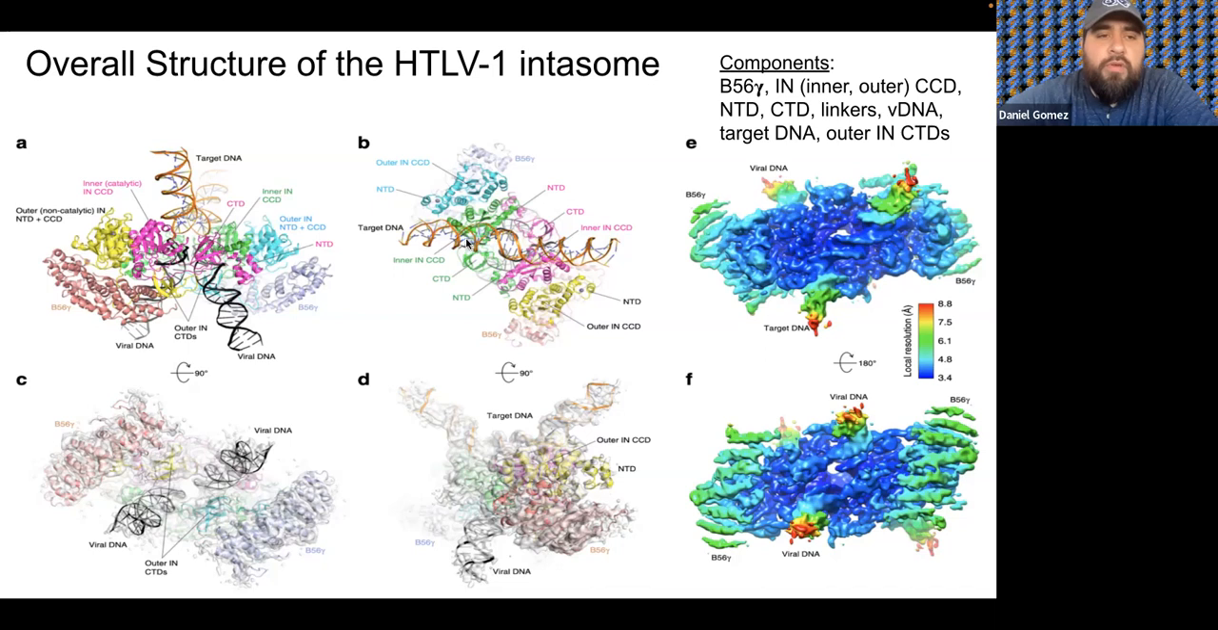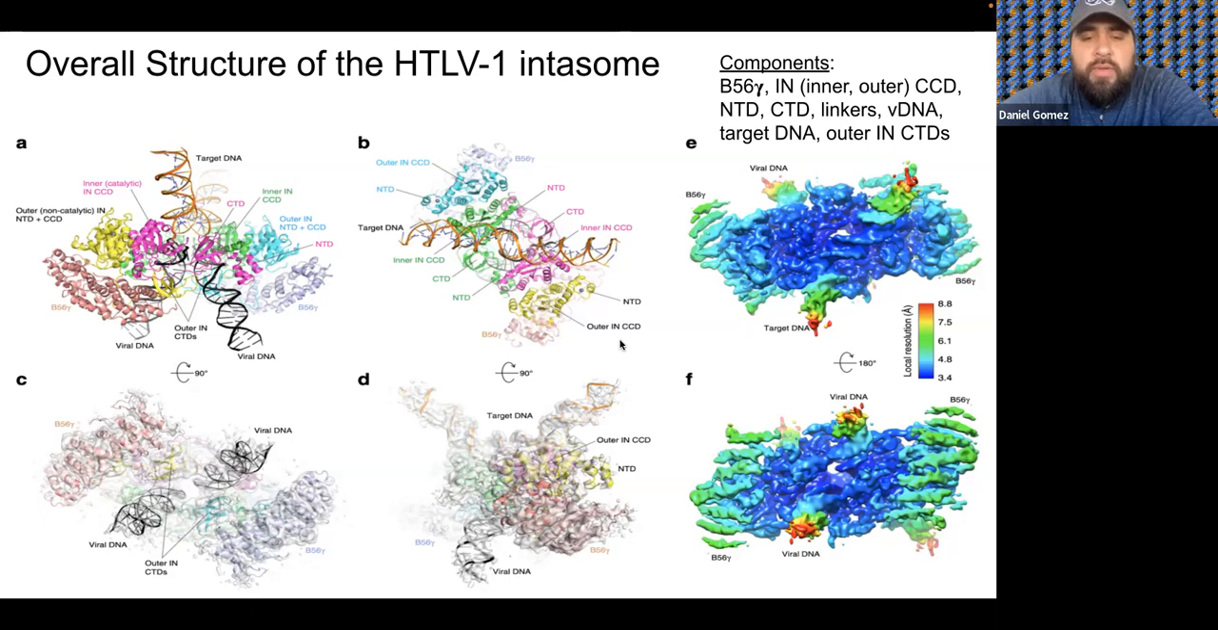Looking at the top view of the target DNA, we can see that in orange and B, and then these NTDs in green, as well as the CTDs in pink, and then the outer NTD integrase CCD linker in yellow, and the outer integrase CCD NTD in cyan, and that's interfacing with the B56 gamma here in light purple, and then this B56 is interacting with this outer integrase CCD.